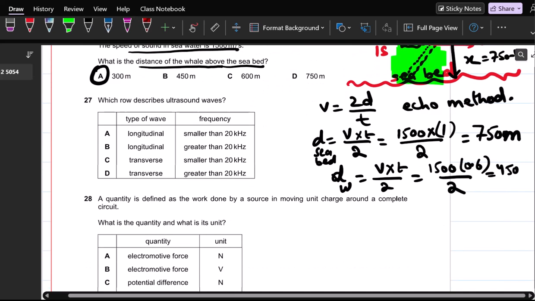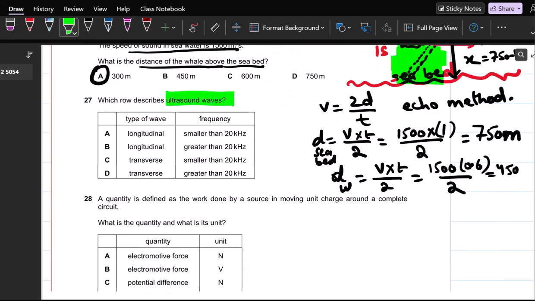Which row describes ultrasound waves? Ultrasound wave is a type of wave that is longitudinal. So these options are wrong, and its frequency is greater than 20 kilohertz. So B is right option.